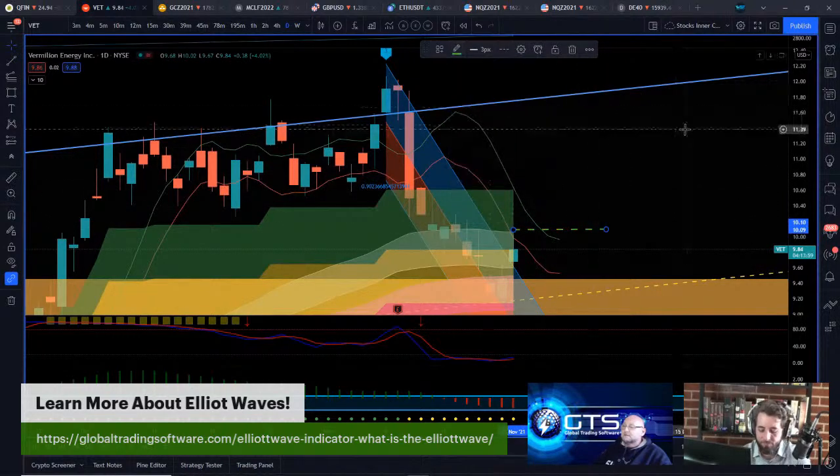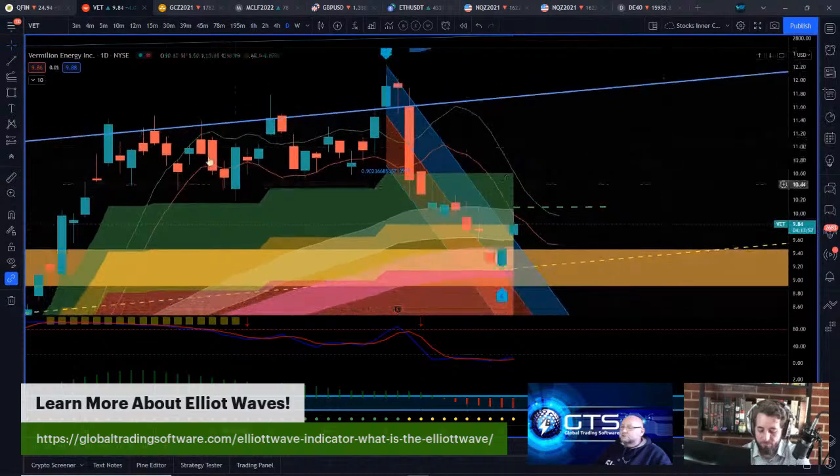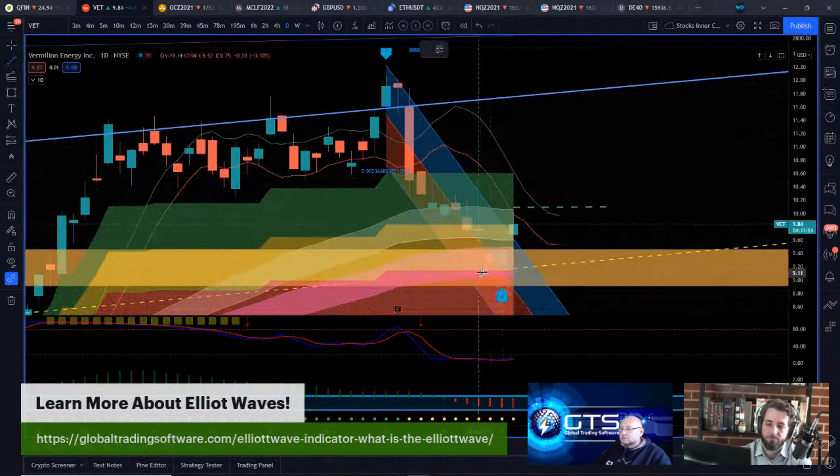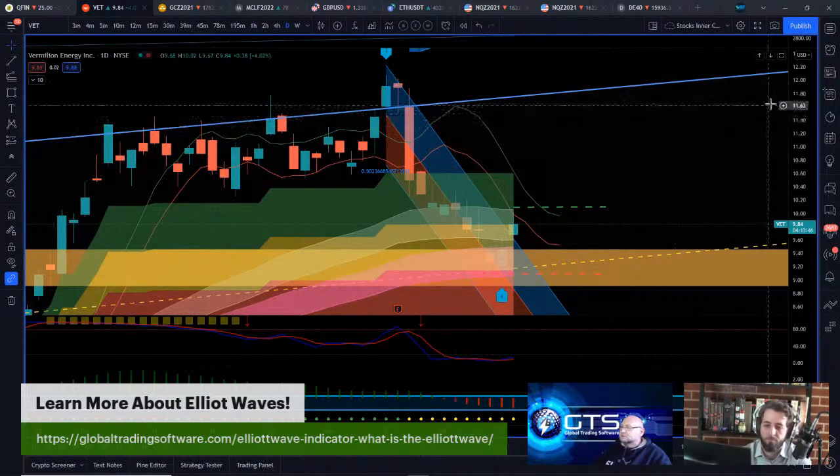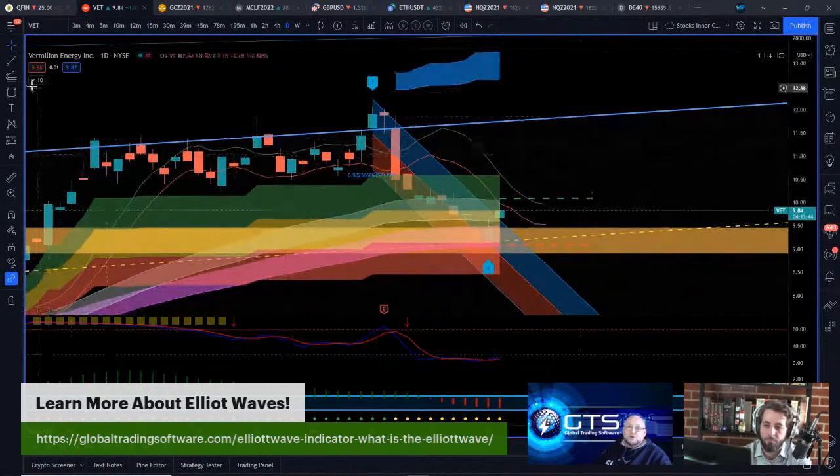1010, I like 1010. We've got a stop at 909. Let's stick with the theme of those figures. Risk reward is phenomenal here. Absolutely phenomenal.